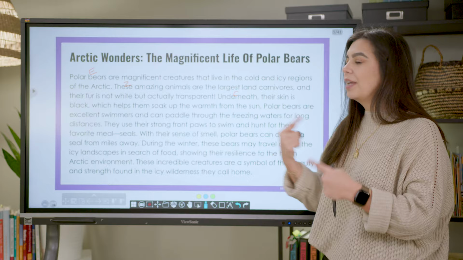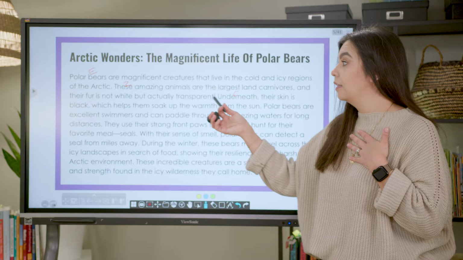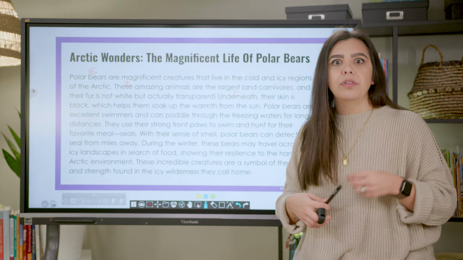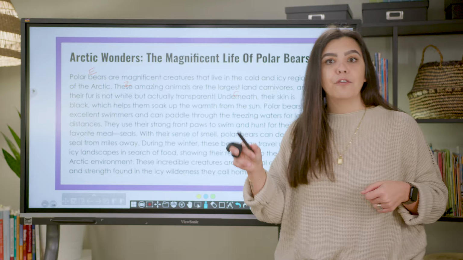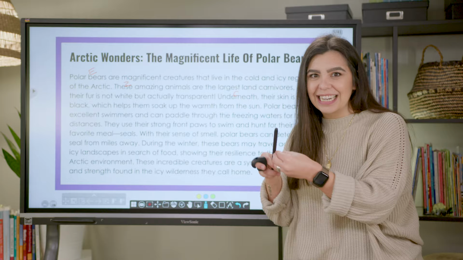So going back to the transparent fur, that's when I'm going to ask them, all right, their skin is, their fur is not white, but it is what? Transparent. Making sure that they understand that, because now the majority of my students should have transparent fur on the graphic organizers as they start to analyze it. So everything is connected. It's all very intentional.